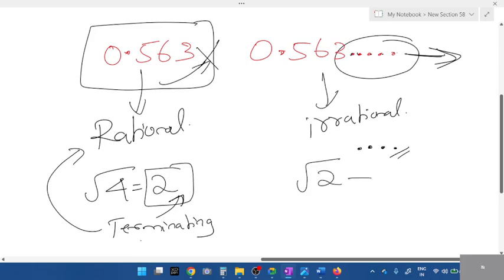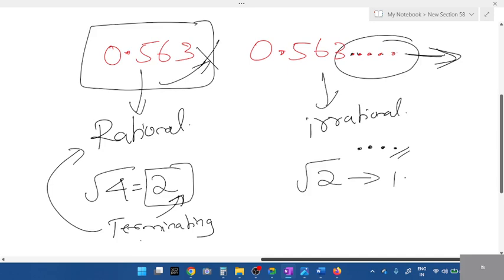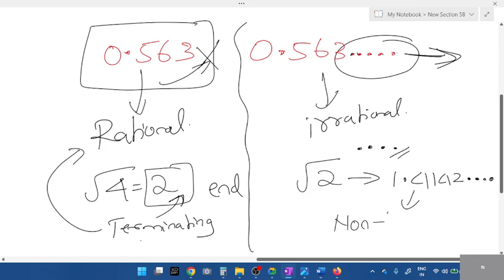If I write root 2, is root 2 a perfect square? Do you all think root 2 is a perfect square? No. Look at the value. Does it end? It doesn't end. You get 1.4142. I can't write all the numbers, so I'll just give dots like this. So this is non-terminating. Non-terminating means never ending. Terminating means it comes to an end. Whichever comes under non-terminating, we call irrational numbers. So root 2 is irrational, and 0.563 dash dot dot dot, these are irrational.